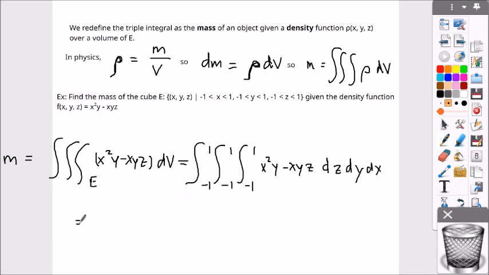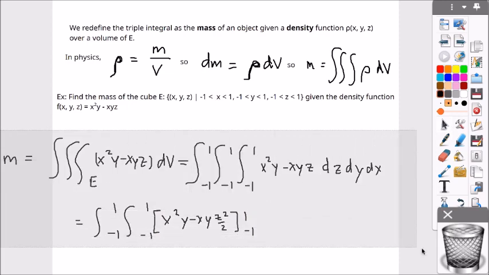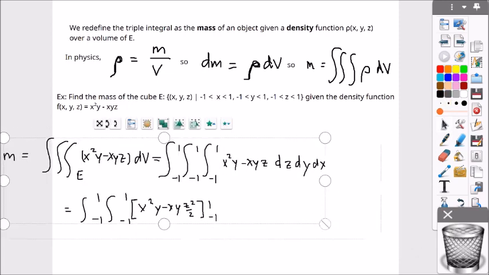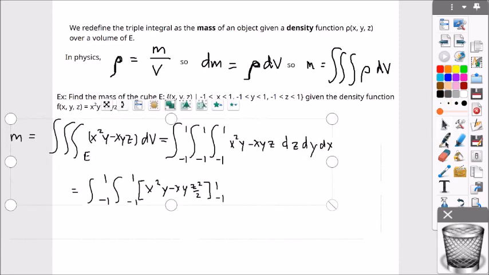This will give you, that's equal to the integral from -1 to 1 of the integral from -1 to 1 of x squared y minus xy times z squared over 2, dy dx. This is going to take a lot of space, so make sure you have a lot of space for this. Double integrals already took a lot of space. This is going to take even more, so be ready.